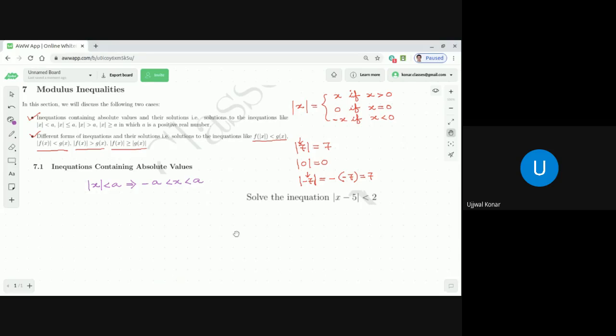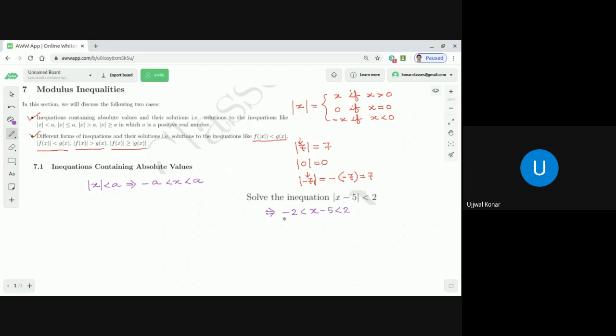Now, dear students, as we have just learned, mod of x less than a implies that x is in between minus a to plus a. That means minus a less than x less than a. So from here, what can we conclude? We can conclude that here a is 2. So minus 2 less than x minus 5 less than 2. Correct, dear students? Now, once it is there, we can take two branches out of it.